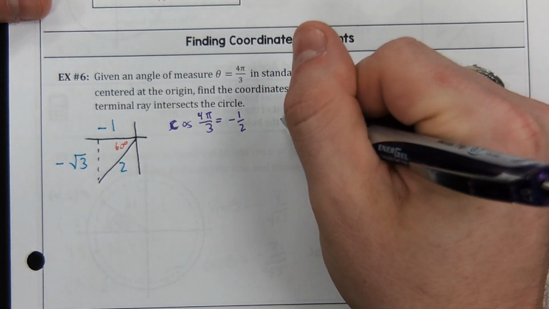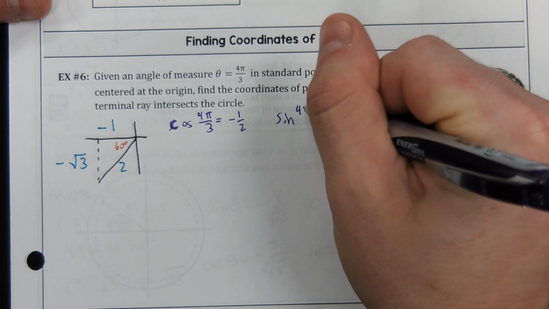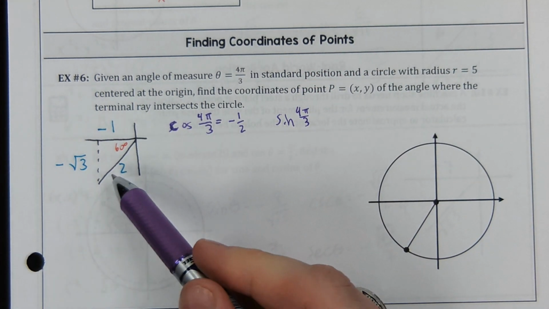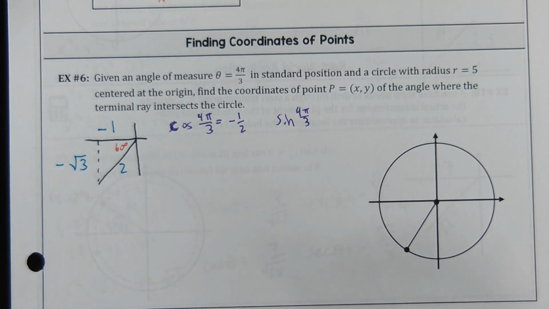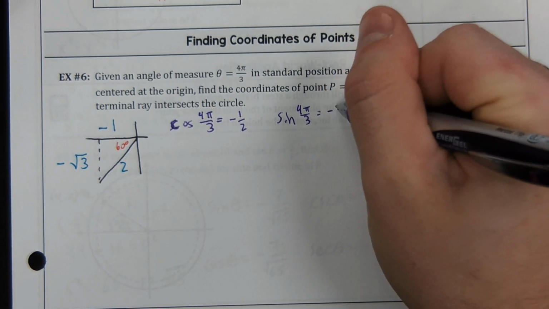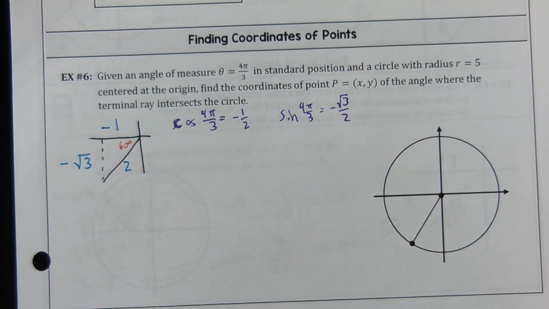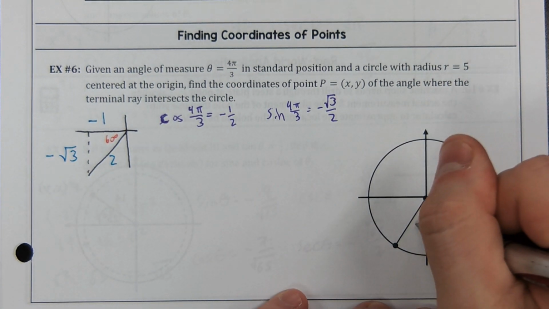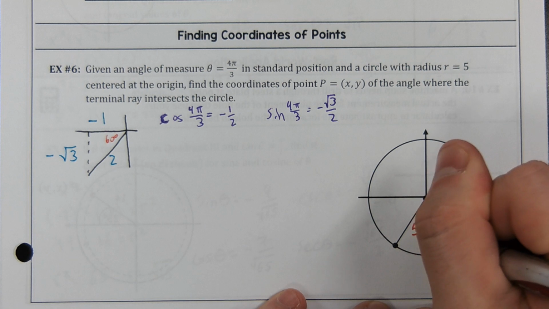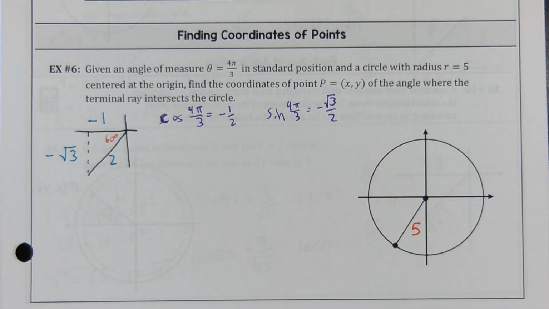And what is sine at 4 pi over 3? Well, you go to the reference triangle and you do y over r of the reference triangle. Negative root 3 over 2. Great. Now we can read ahead. We're in a circle with a radius of 5. The radius is never negative, correct, because it's a distance from the center.